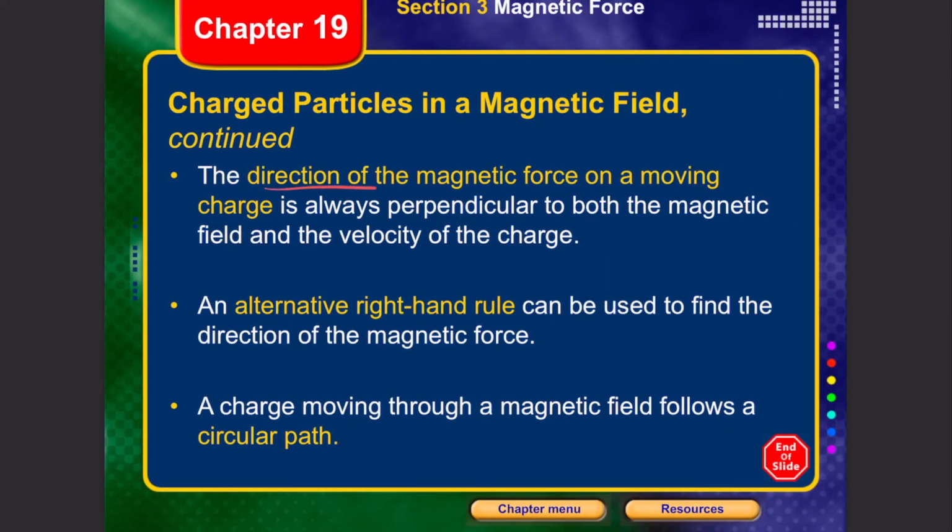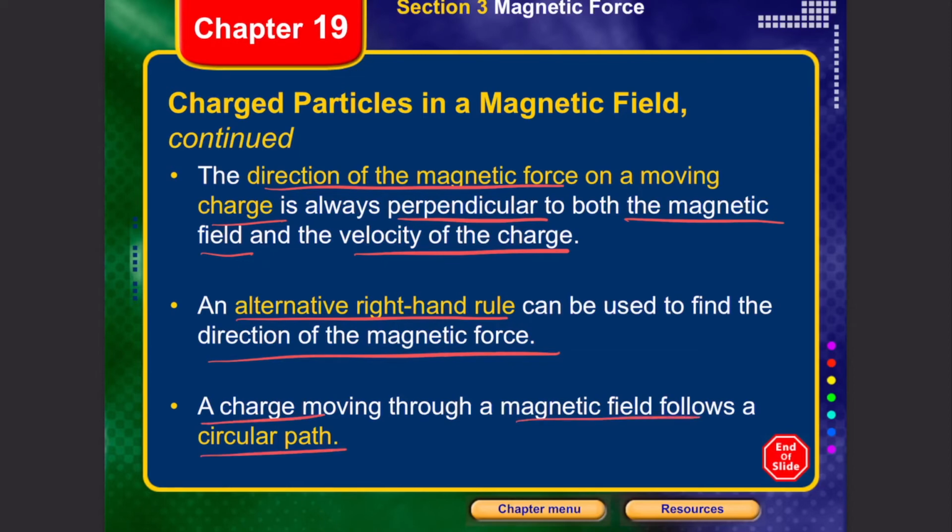Now, the direction of the magnetic force on a moving charge will always be perpendicular to both the magnetic field and the velocity. So what does that mean? We use an alternative right-hand rule to represent the direction of the magnetic force. A charge moving through a magnetic field will always follow a circular path.